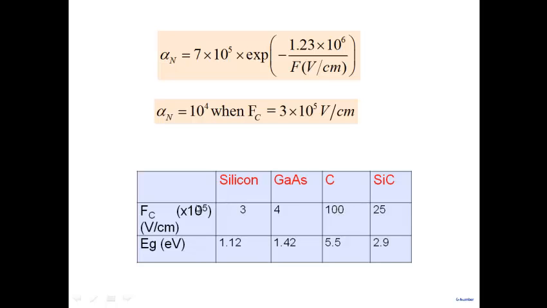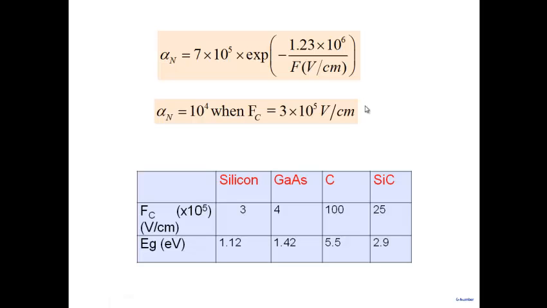You require 10 to the power 7 volt per centimeter to cause significant impact ionization. For diamond it is 100, and for silicon carbide it is 25. You can see how these numbers correlate with the energy gap here. Diamond, the energy gap is 5.5, silicon carbide is 2.9. Now, the reason why I put these numbers here is that they are important for devices which have to operate at very high voltages.